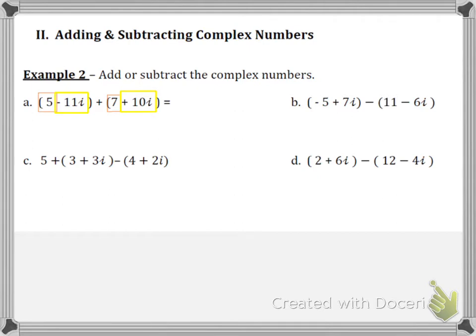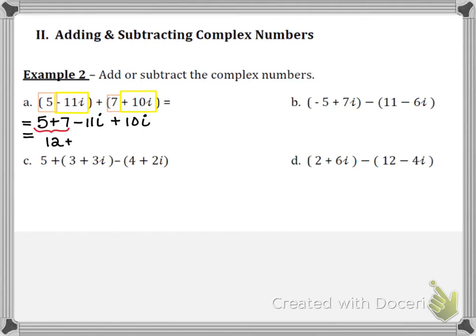So all I'm going to do is rewrite my problem because sometimes that helps, and I'm going to put the like terms next to each other. So 5 plus 7 minus 11i plus 10i, and then I can see how I can combine the like terms. So this equals 5 plus 7 minus 11i plus 10i. So 5 plus 7 I add together for 12.